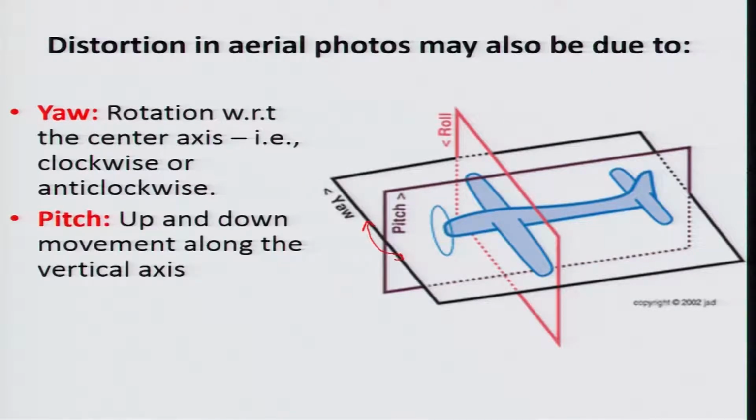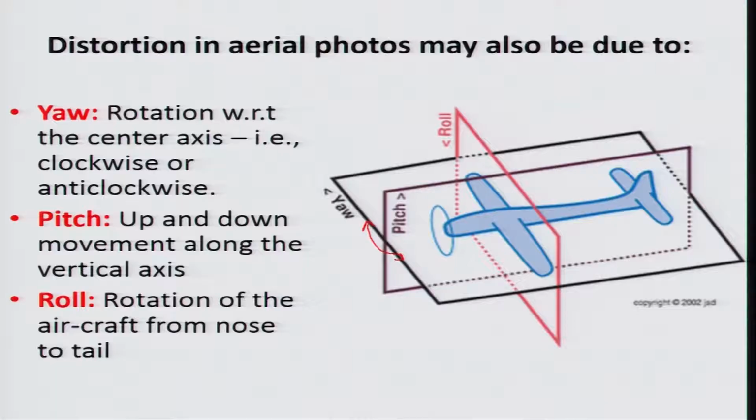Then comes the pitch, which will be along the vertical axis, where you will have the up and down movement of the flight. So, here we add variation in terms of the height. Then roll of the aircraft from nose to tail. So, this again will add slight tilting on the photographs. So, if you are having roll along the axis here, that will also add to the distortion.